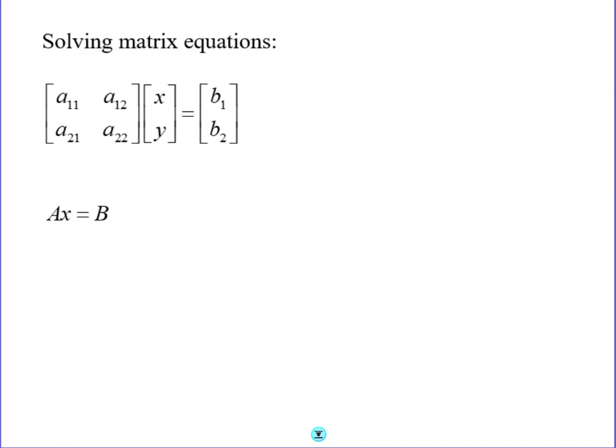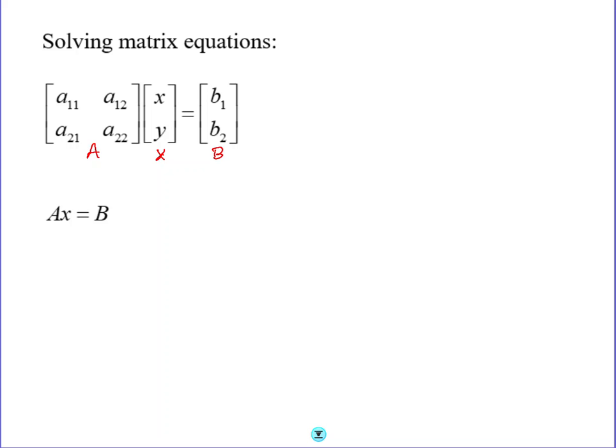A matrix equation will look something like this. Here we have a 2x2 matrix that will contain numbers times the column matrix x, y equals another column matrix that will have numbers in it. This is a matrix equation. So to simplify it, I'm going to write this as A times x equals B, where this first matrix is matrix A, our last matrix is matrix B, and the matrix with x and y is going to be x.